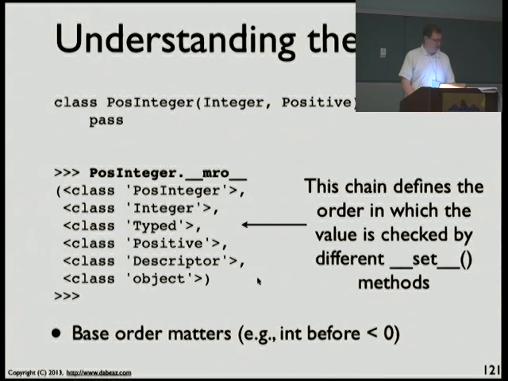Yeah, questions over here. Really quickly, before we get too far from a basic descriptor, I can still get into the dictionary of an instance and inject a badly typed value there, right? So it's not quite a contract.